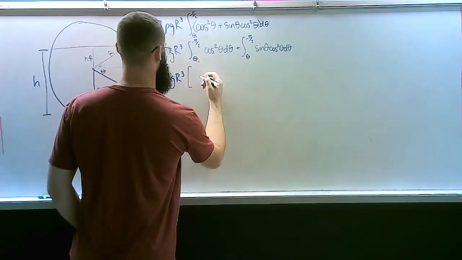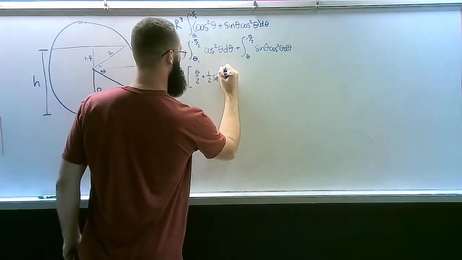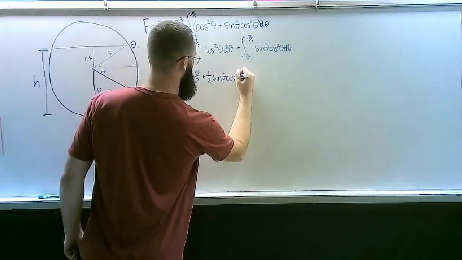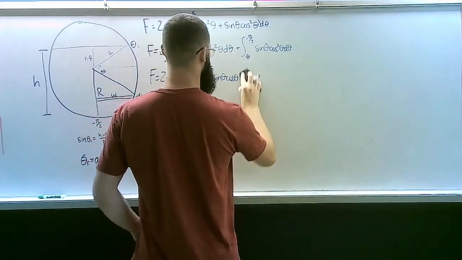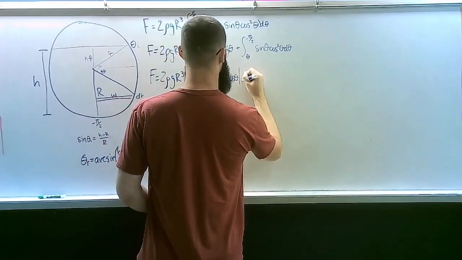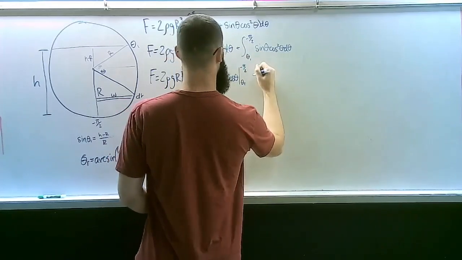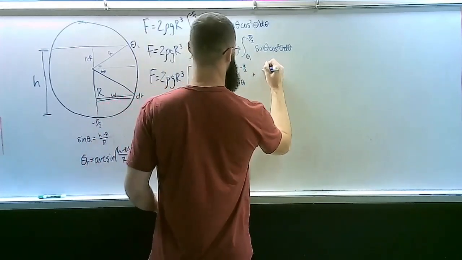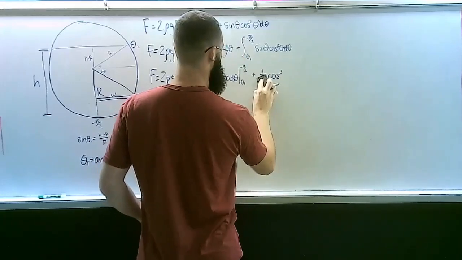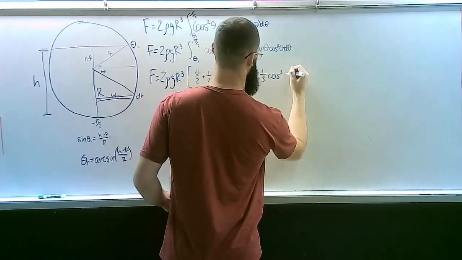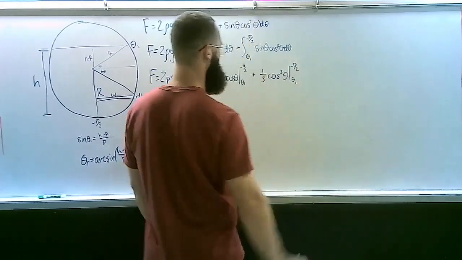So this first integral is going to be theta over 2 plus 1/2 sine theta cosine theta, from theta 1 to negative pi over 2. And then it's going to be added to the value of this integral, which is 1 over 3 cosine cubed theta, from theta 1 to negative pi over 2.